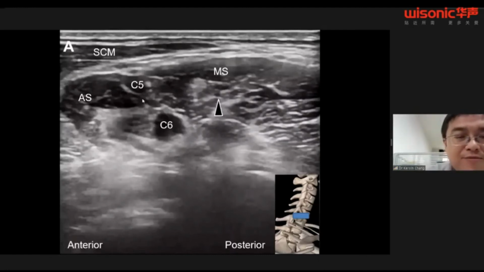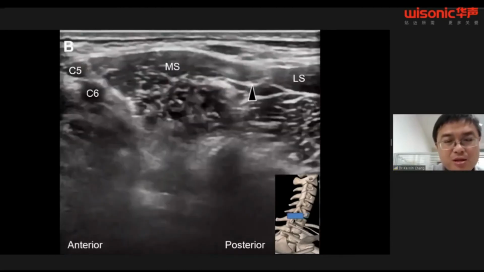And let's see another image. This is another long thoracic nerve. As you can see in this case, the nerve pierces the middle scalene muscle, and then it has emerged from the middle scalene muscle, and then courses on top of the serratus anterior over here.